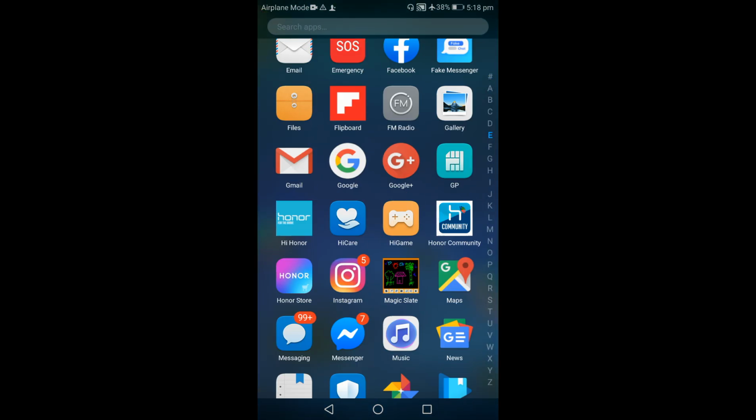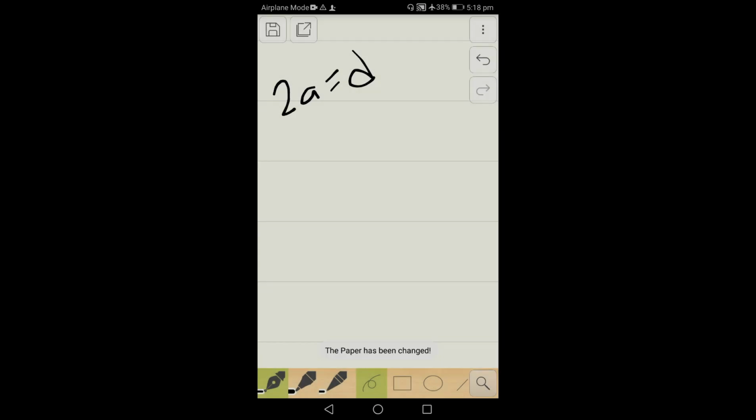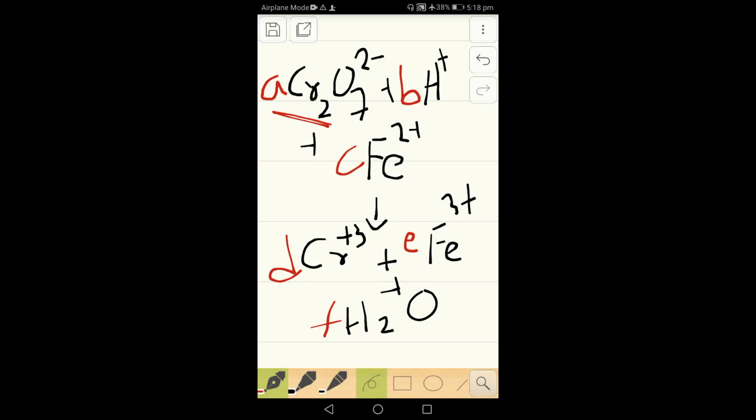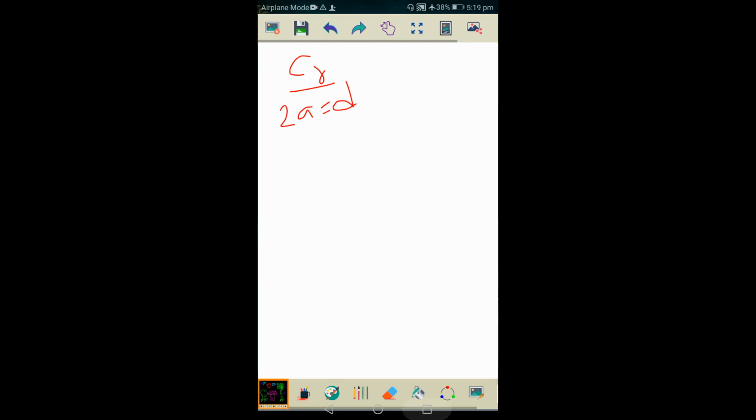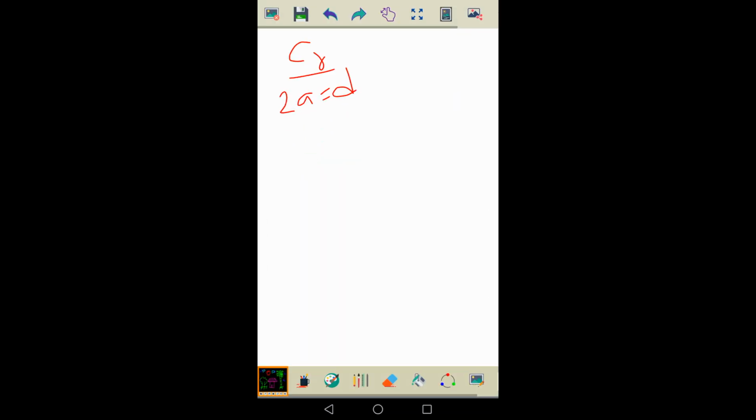So for chromium, 2A is equal to D. Okay, then now if I talk about oxygen, here is 7 and here is A, so 7A on the reactant side, and on the product side there is 1, so 1 into F, that means F. So 7A must be equal to F for oxygen.